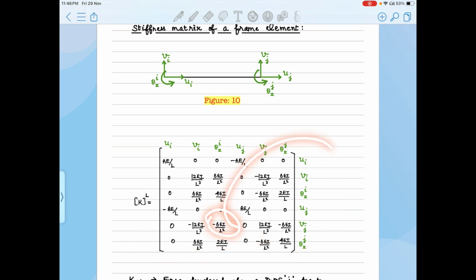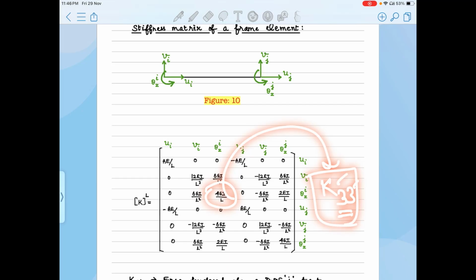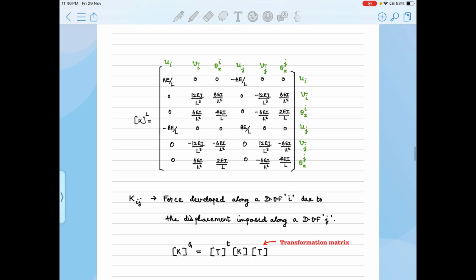And if you take a particular element out of this, for example, this is K33, third row, third column, right? So this particular index has a meaning associated with it. If I say any Kij, where i corresponds to row and j corresponds to column, Kij should be understood as the force developed along a degree of freedom i due to the displacement imposed along a degree of freedom j. So each of them has a particular meaning.